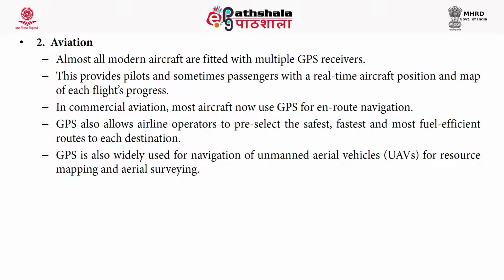The second is aviation, and we know almost all modern aircraft are fitted with multiple GPS receivers. This provides pilots as well as passengers with a real time aircraft position and map of each flight's progress. It also allows the airline operators to pre-select the safest, fastest and most fuel efficient routes to each destination. Besides, it is also used for resource mapping and aerial surveying by the unmanned aerial vehicles.